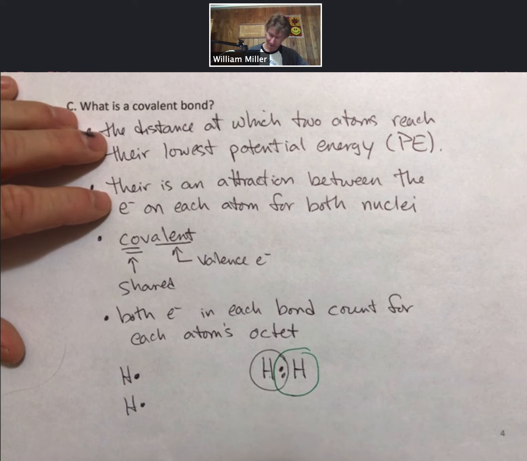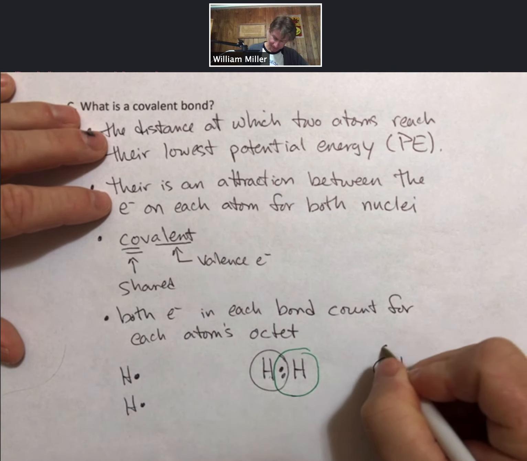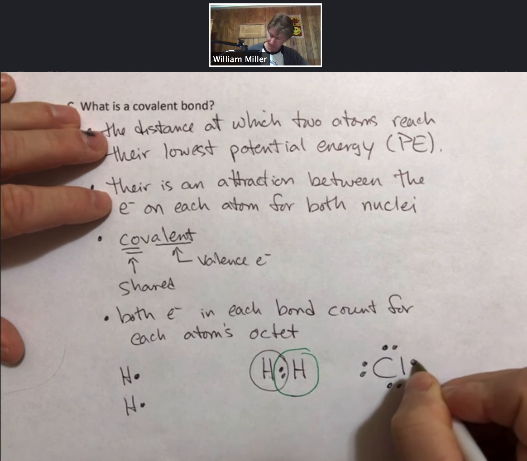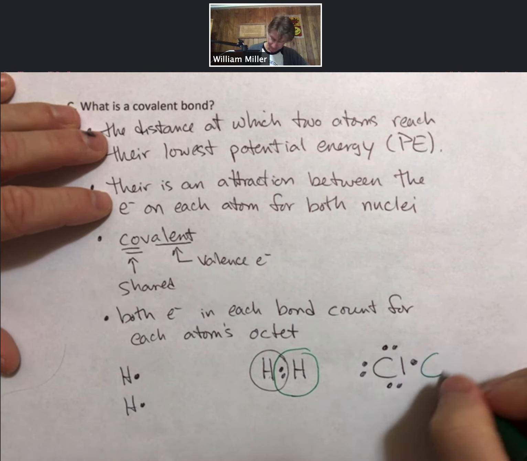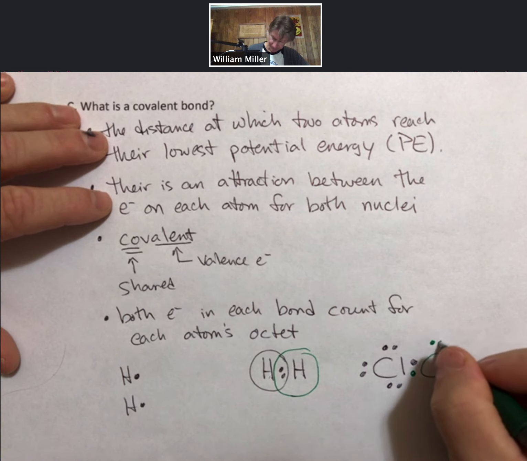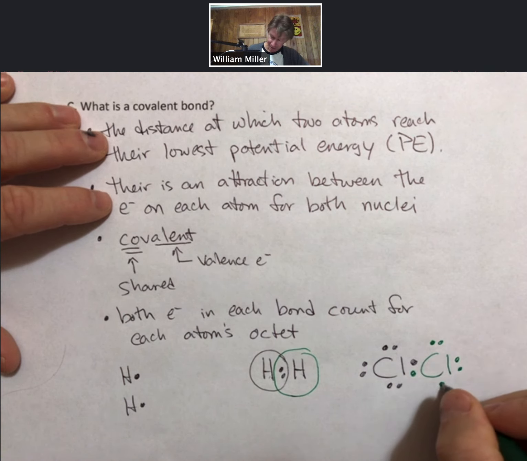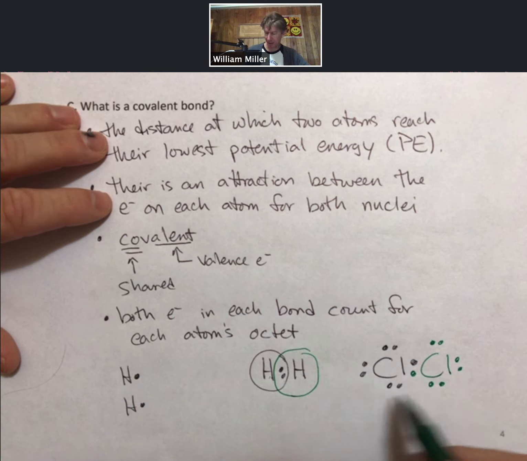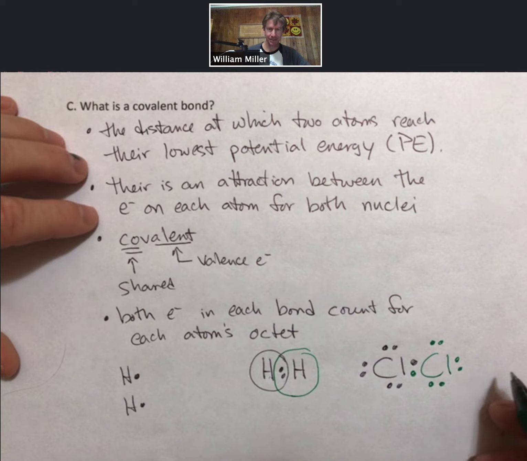It's easier to see, I guess, if we do chlorine, a molecule of chlorine, and we'll do many of these. Each chlorine satisfies the octet rule with 8 electrons, and the two shared electrons help it add up to 8.